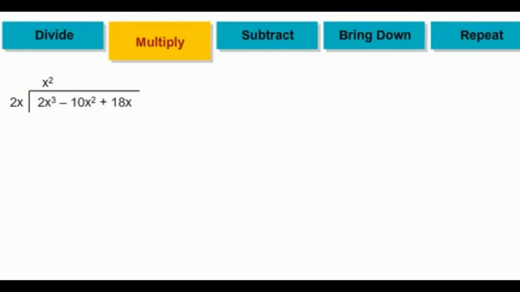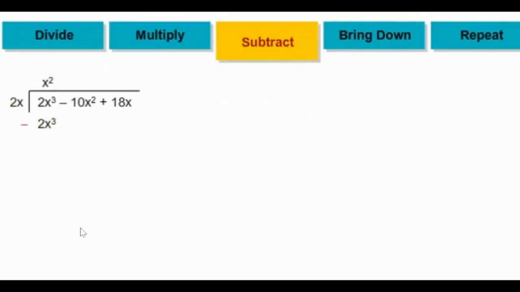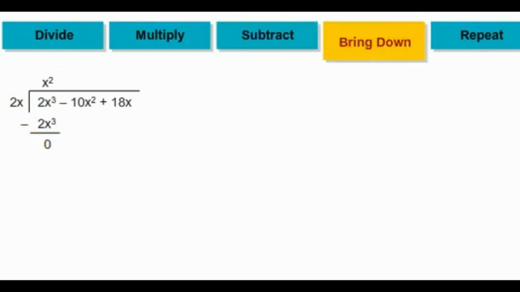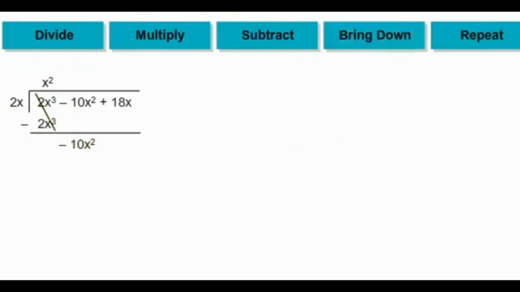Next is multiplication. Multiply x squared by 2x. The product is placed underneath the first term of the dividend. Then it's time for subtraction. Subtract 2x cubed from 2x cubed. Now bring down the next term. Remove the 0 since adding or subtracting a term from 0 doesn't change the value of the term. Repeat the steps of long division until all the terms of the dividend have been exhausted.